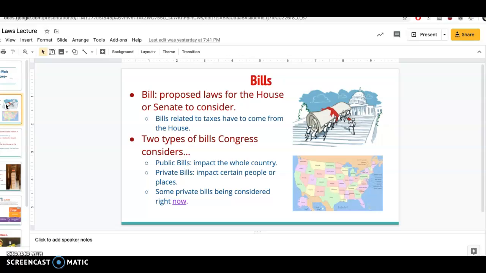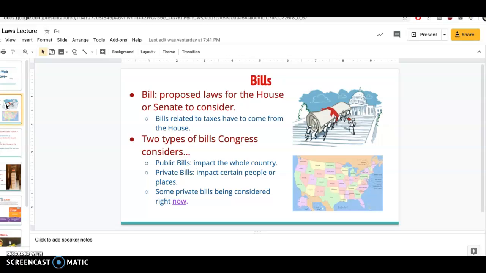Usually the House or Senate members are not the ones to put bills forth. Normally, either the president comes up with a bill, or the committees that Ms. Lee mentioned are the ones who come up with bills and pass them on. It's important to remember that bills related specifically to taxes have to come from the House.